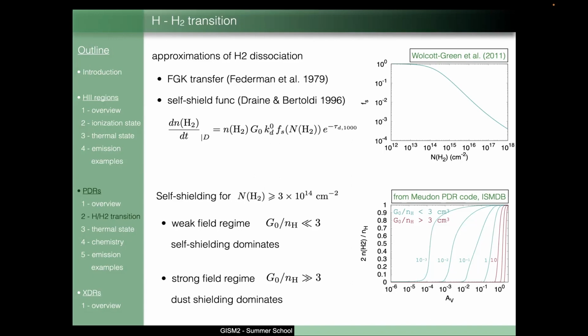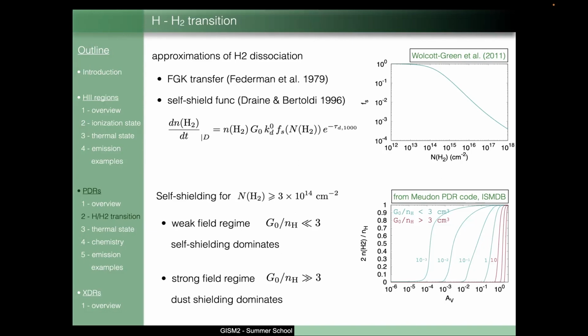What they did was to fit this self-shielding function as a function of the column density of H2, taking into account the line overlap. Unfortunately, this is an approximation, assuming that the excitation of H2 is at local thermal equilibrium at the temperature of the gas. This assumption of LTE was slightly corrected by Wolcott-Green. And this is the self-shielding function that you obtain as a function of the column density of H2.